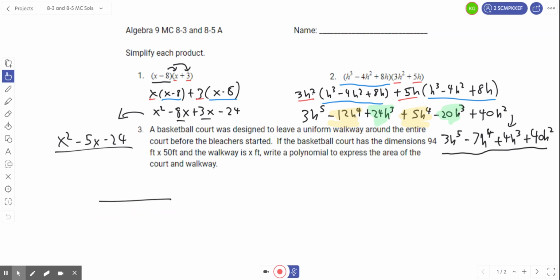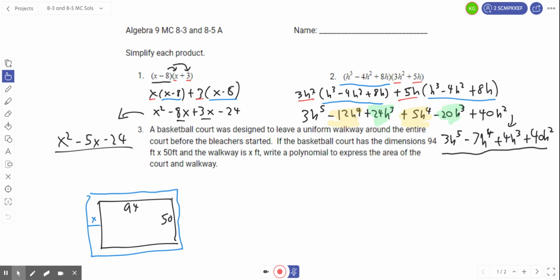So we've got the court, and the court is 94 by 50. And then we've got a walkway around the court, and that walkway is x feet wide. So, well, we know the area of the court already.